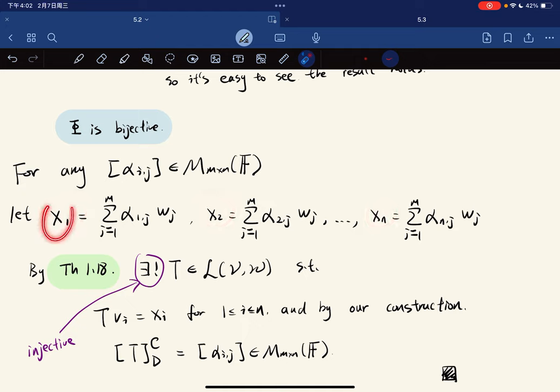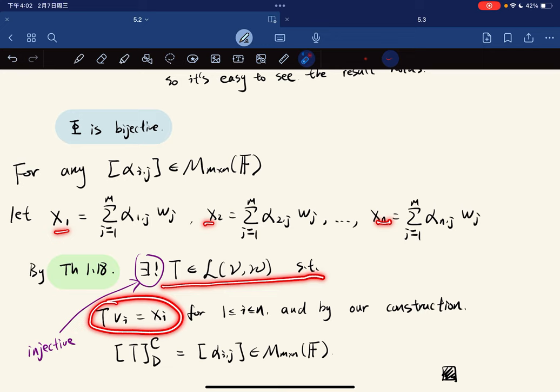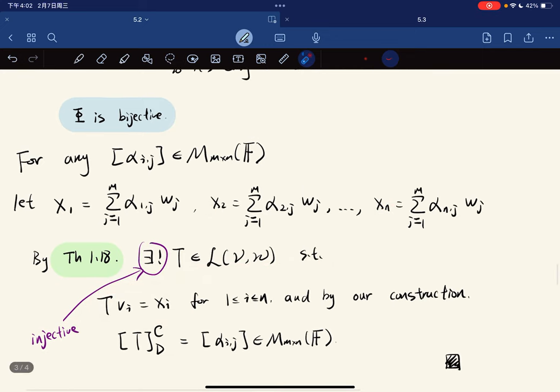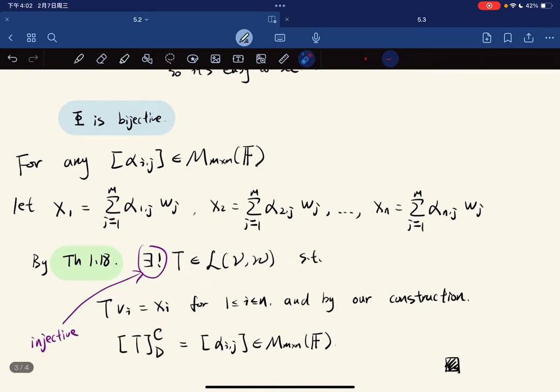Right? These are n vectors. They are in the space W. But by Theorem 1.18, if we have n elements, then there exists a unique linear map such that it has the desired output. We proved this last lecture. There exists a unique one such that it has the desired output.